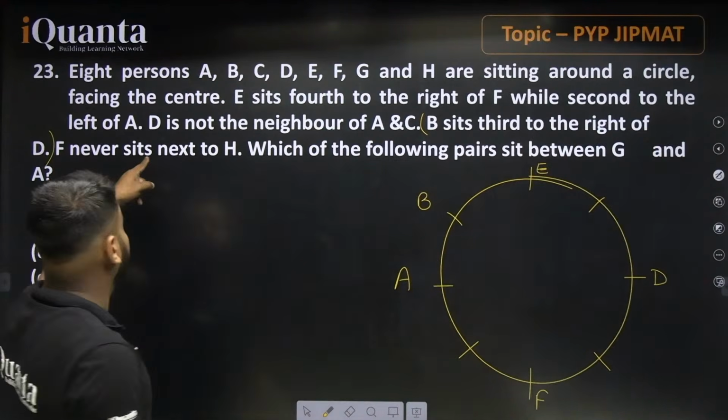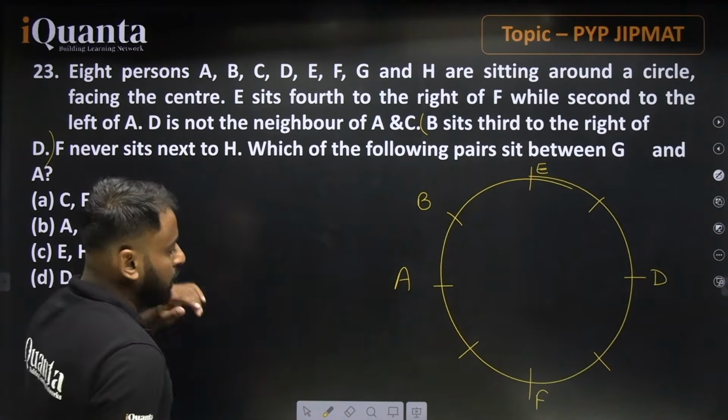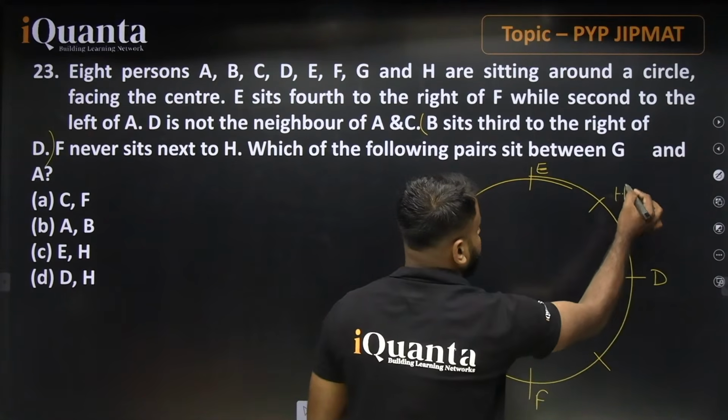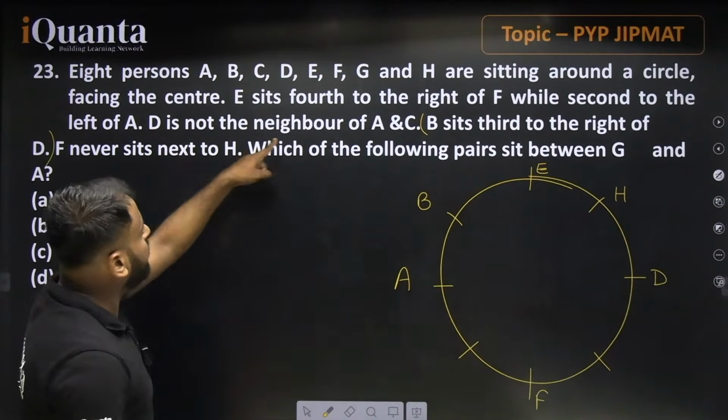F never sits next to H. So it means that F is never sitting next to H. So we cannot place H over here. We have only one place left for H. This is H. Correct? And the statement says about D. D is not the neighbor of A and C.